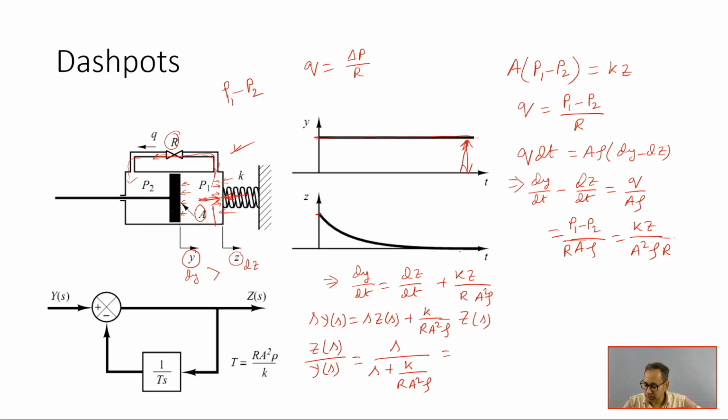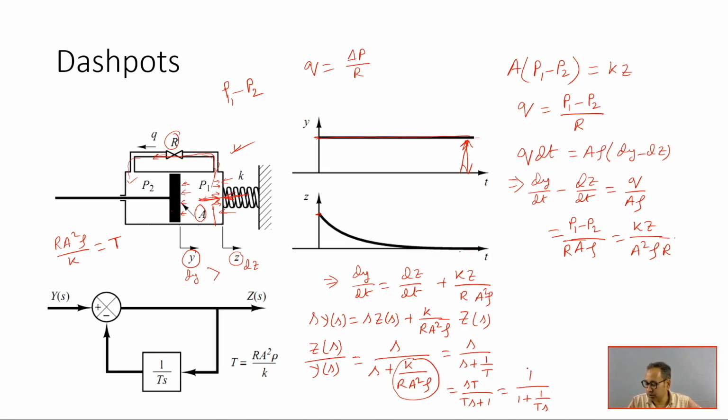Now look at this particular expression. If you perform dimensional analysis, you will find that R A squared rho by k has the dimension of time, that is seconds. So this is actually the time constant T. Let us say this is T. So now this is s by s plus 1 by T. That means this is equal to sT by Ts plus 1, or you can express it in this way: 1 by 1 plus 1 by Ts, by dividing s in the numerator and denominator.